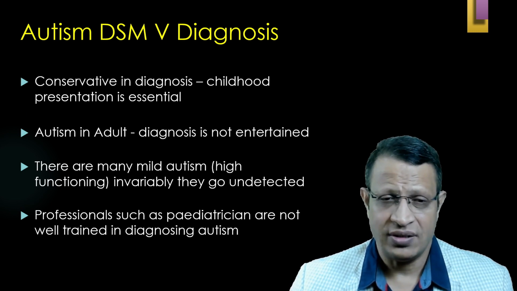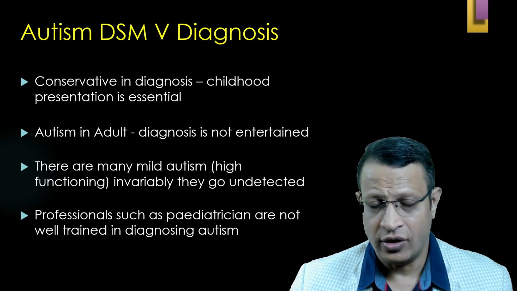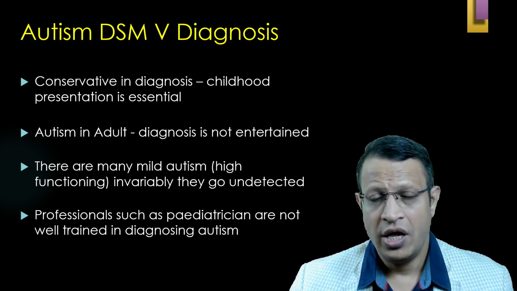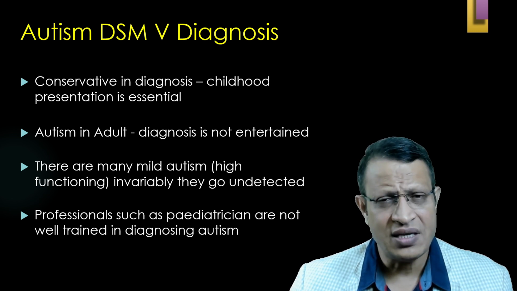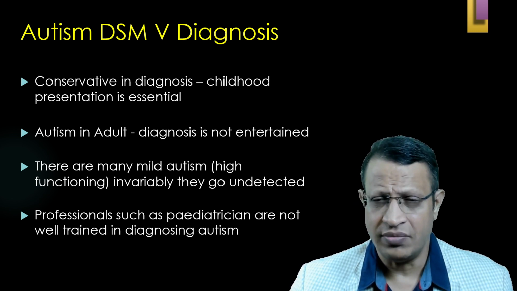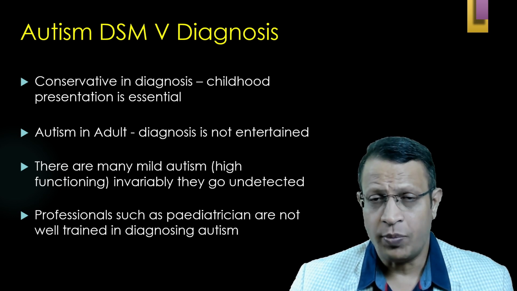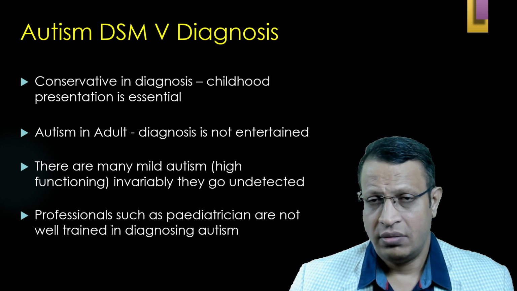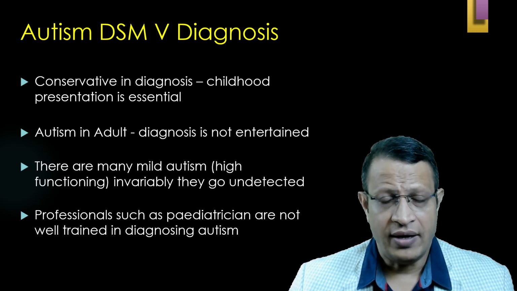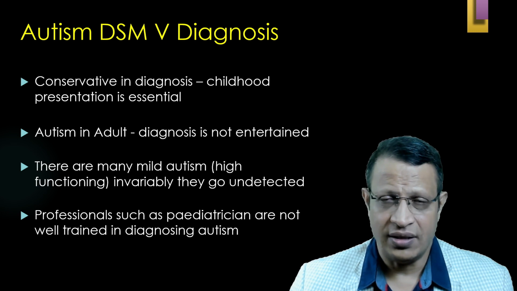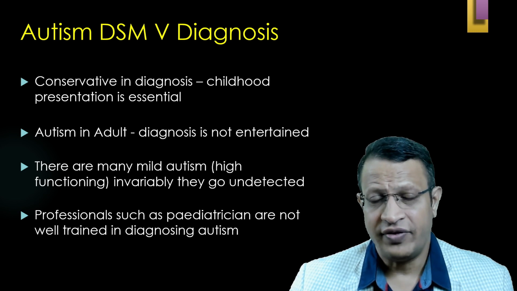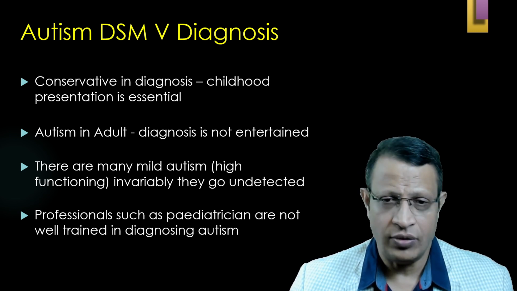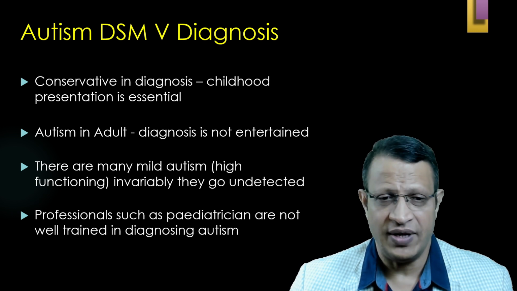We are conservative in diagnosis, and especially childhood autism is diagnosed. Unfortunately, even now, many psychiatrists and pediatricians do not believe autism can be diagnosed for the first time in adults. This conservative approach of the diagnostic classification system has been a big challenge for providing services for adult autism. And we need to change our mindset in this regard. Adults also suffer from autism when they are not diagnosed in childhood. Hence, we need to entertain this possibility.